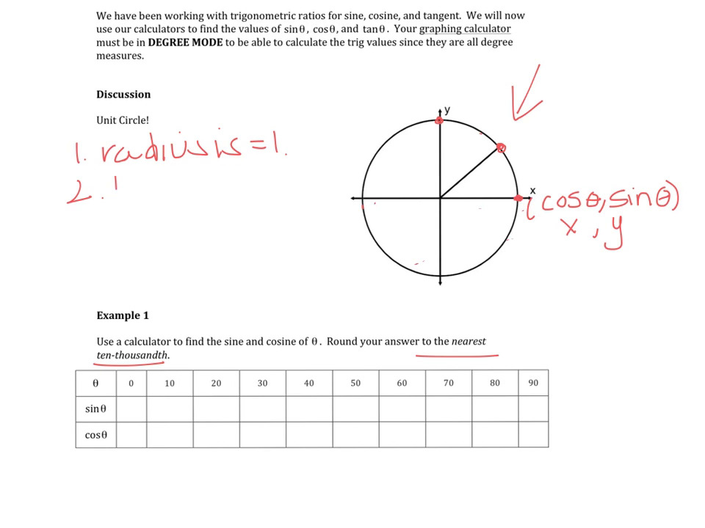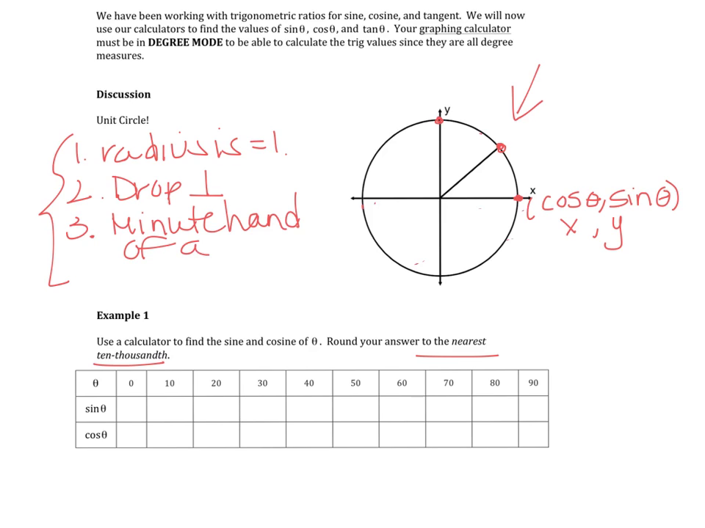So for number 2 here, we drop a perpendicular. Okay, again, that will come later on. You're not necessarily going to be using this information directly at this stage in the game. The radius reminds you of a minute hand of a clock. And x and y values, the coordinates are represented as cosine of theta, sine of theta. And hopefully later on in your math life you might remember that. That would be pretty cool.